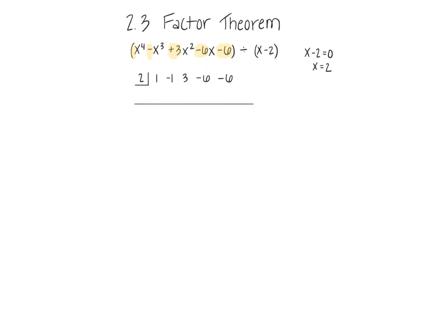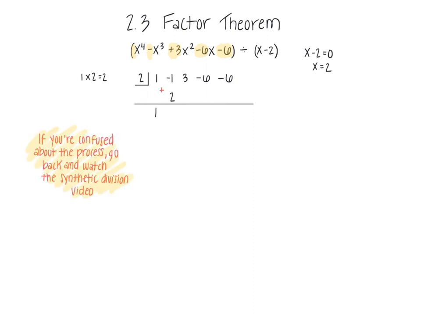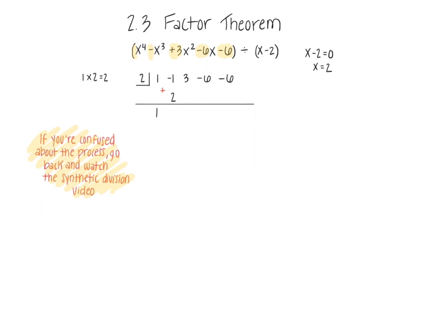Remember that nothing happens to the first coefficient, so you just bring it down. Then you multiply the first coefficient by 2. So I'll show that out to the side. 1 times 2 equals 2. You place that under the second coefficient, and you always add these two numbers together. So -1 plus 2 gives me positive 1. Now again, multiply this 1 by 2. This gives me 2. Place this under your next coefficient. So I'll place that under the 3. And then 3 plus 2 is 5.